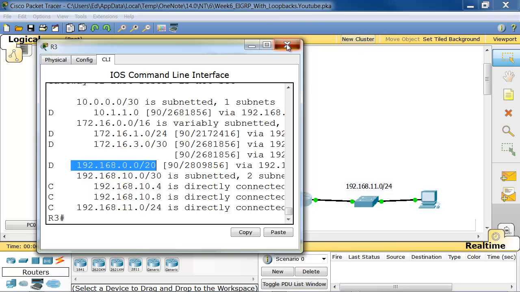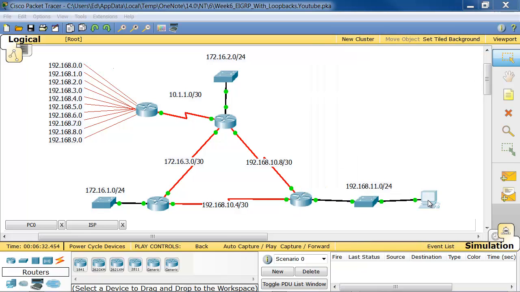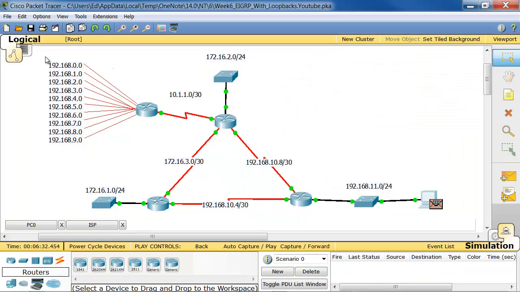If we go over to this client here, I'll switch over to simulation mode. I'll close out of this. If we go over to this client here, and this client for some reason tries to communicate with a device on network, let's say 15, press enter. Well, because this router up here is saying, hey, with a /20 mask, I know about all those networks.